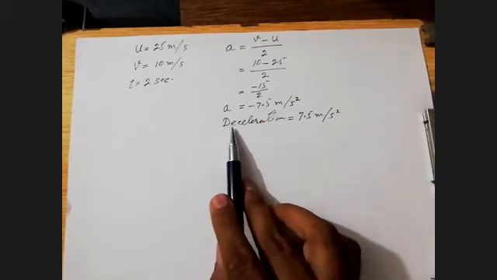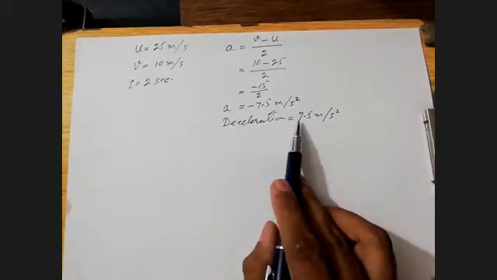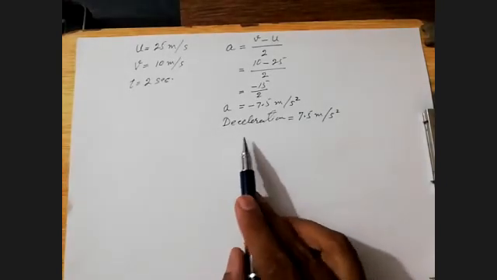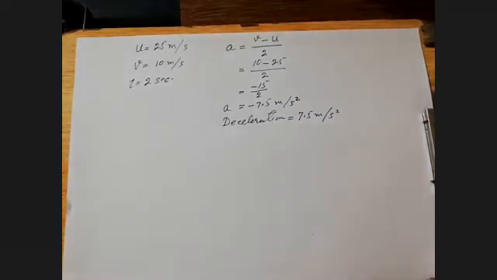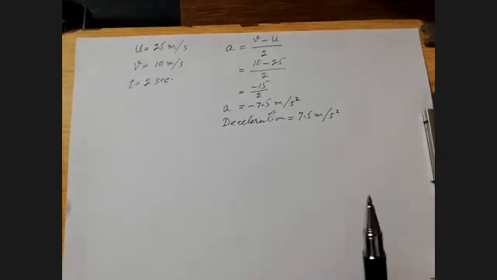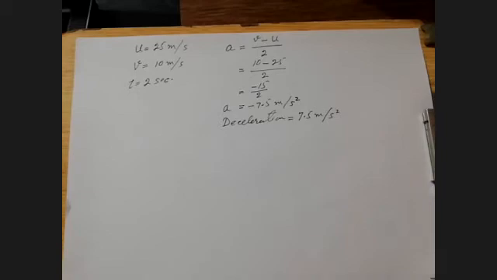But if you are writing deceleration, there is no need to mention the negative sign, because the word deceleration itself suggests that the velocity is decreasing. So basically deceleration is the negative acceleration. In the same way, uniform deceleration means uniformly decreasing velocity, and non-uniform deceleration means non-uniformly decreasing velocity.